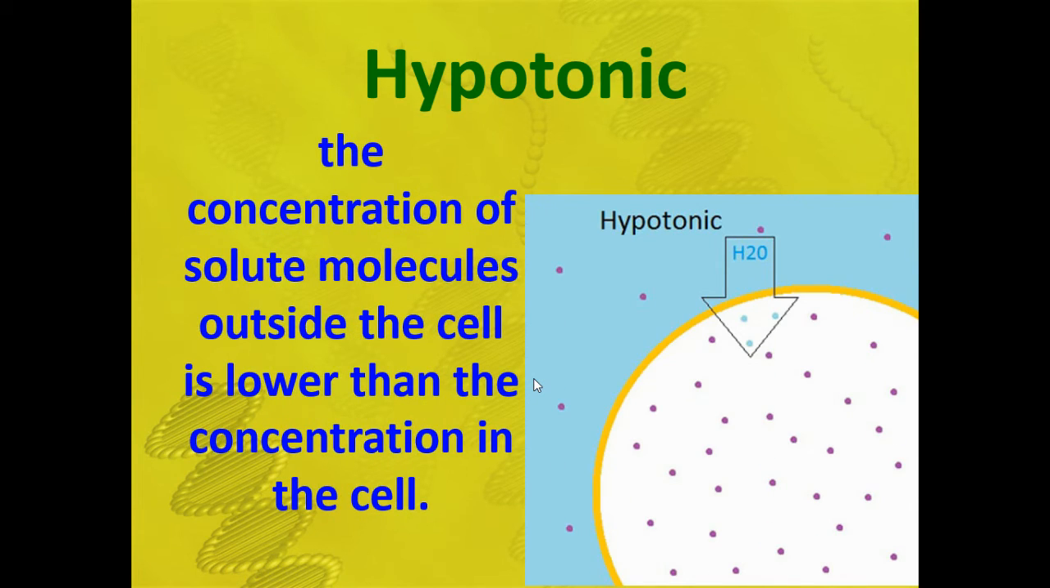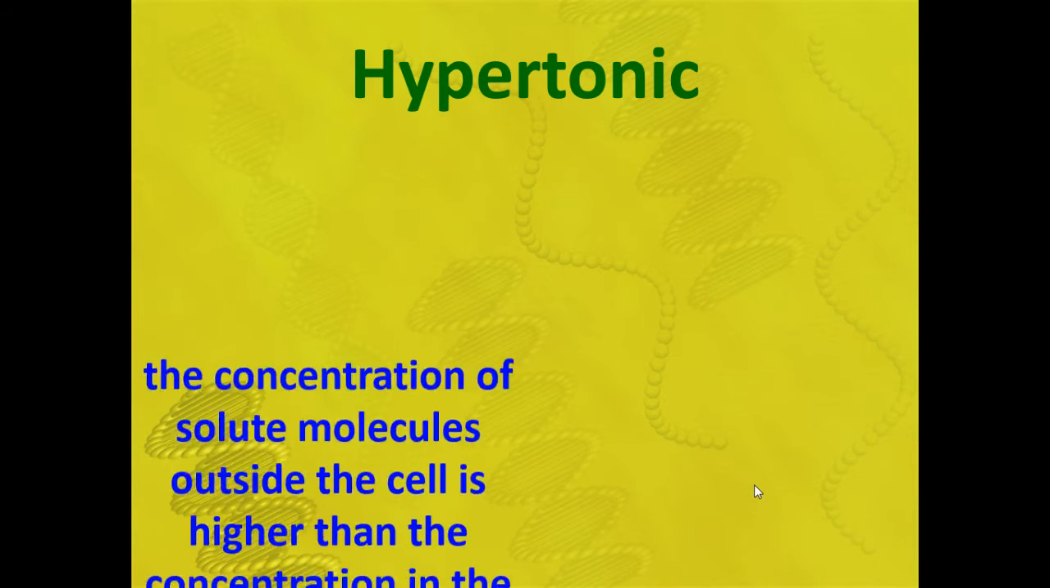A hypotonic solution is when the concentration of solute molecules outside of the cell is lower than the concentration in the cell. So you have fewer salt particles outside of the cell than you do inside of the cell. And that is actually going to cause the cell to swell up and burst. So the cell is getting larger. The way I remember it is hypo kind of sounds like a hippo, and a hippopotamus is a really big animal. So if it's hypotonic, the cell is going to get bigger.